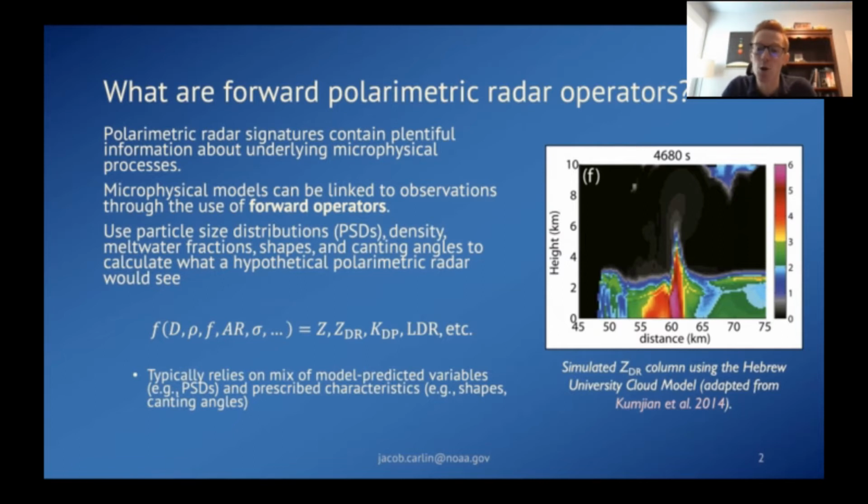So on the right here is just a quick example of the type of output we can get. This is a simulated ZDR column from the Hebrew University cloud model. So the model variables were converted to differential reflectivity, and we're able to see there that indeed we can replicate a ZDR column that is very close to what we observe.